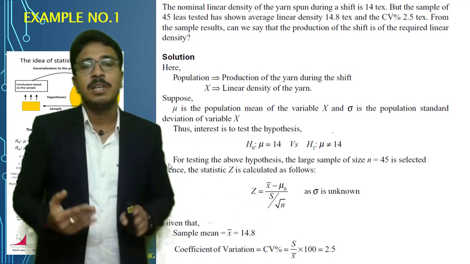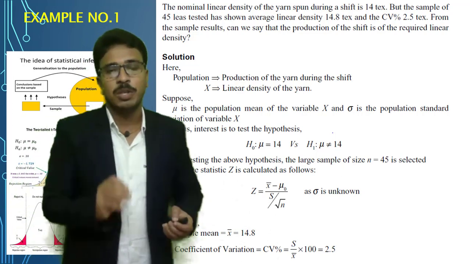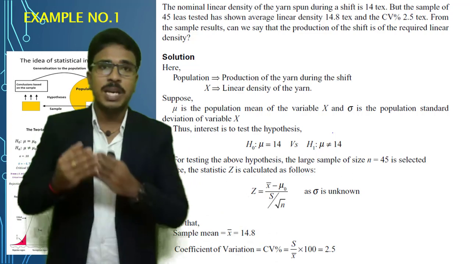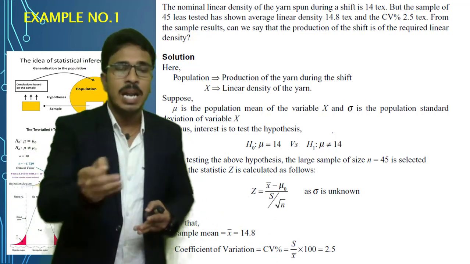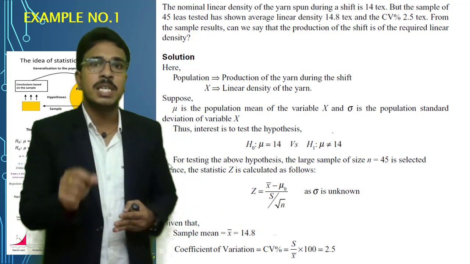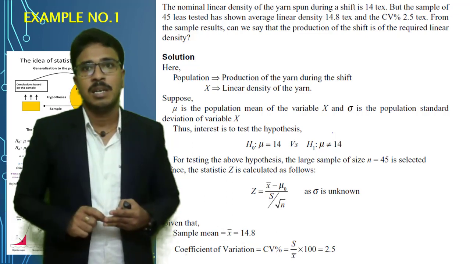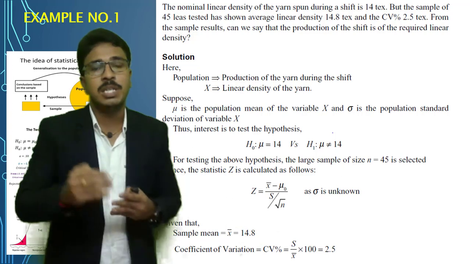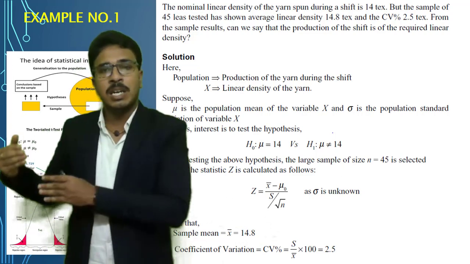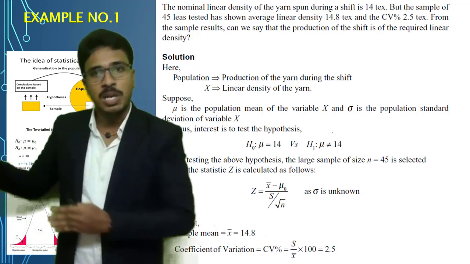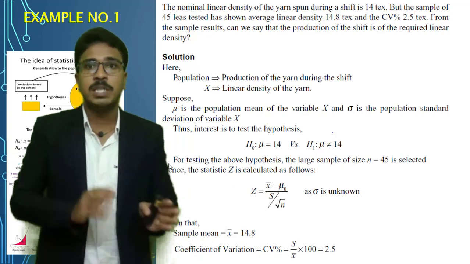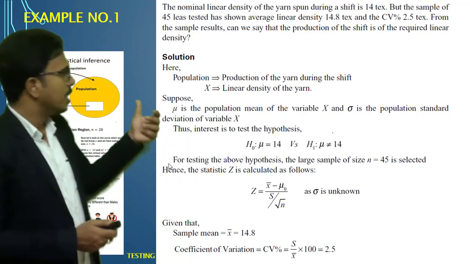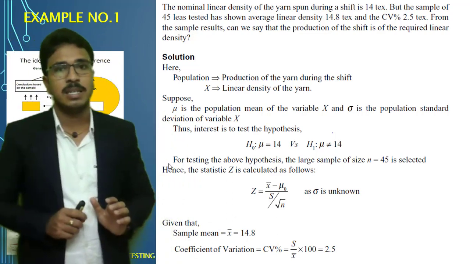Afterwards we have to set our hypothesis. In what way can we set it? We set the null hypothesis as mu is equal to 14 tex. Mu naught is nothing but the nominal linear density. Mu is equal to 14, and we set the alternative as mu is not equal to 14. So H0 and H1 we are setting.